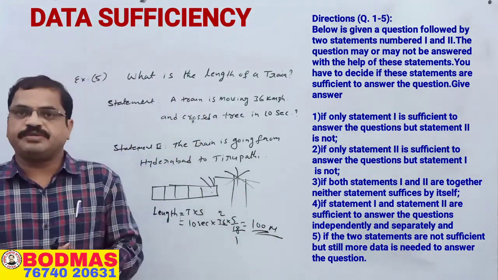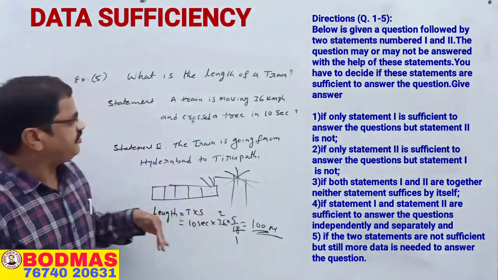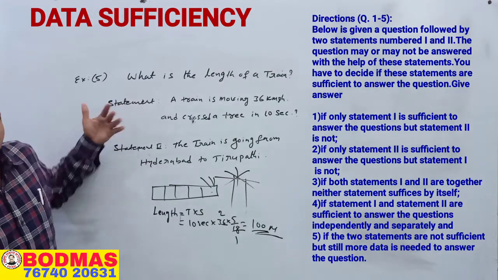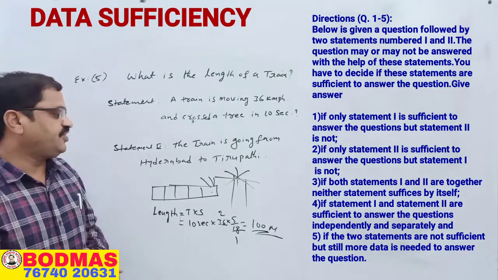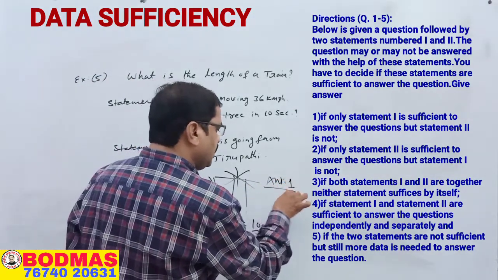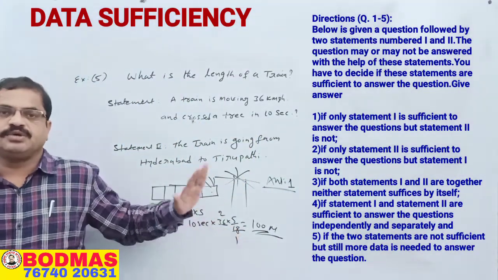Here the answer need not be in the options. We got the answer with the first statement only. The second statement is not necessary. So what is our answer here? The answer is 1, or A. I think you are very clear about this.